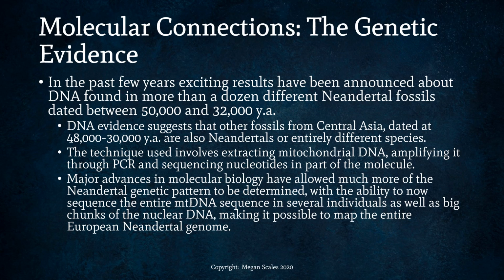The technique used involves extracting mitochondrial DNA, amplifying it through PCR, and sequencing nucleotides in part of the molecule. Major advances in molecular biology have allowed much more of the Neanderthal genetic pattern to be determined, with the ability to now sequence the entire mitochondrial DNA sequence in several individuals, as well as big chunks of the nuclear DNA, making it possible to map the entire European Neanderthal genome.